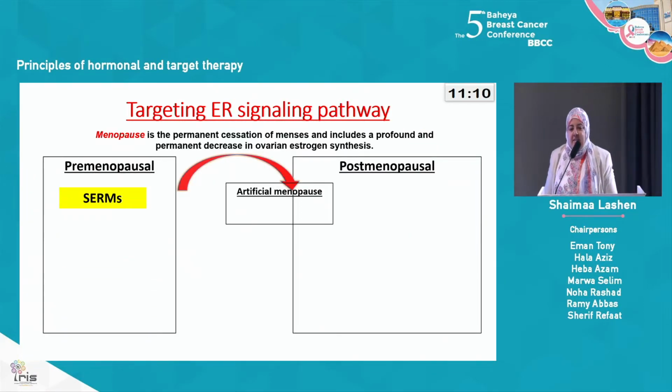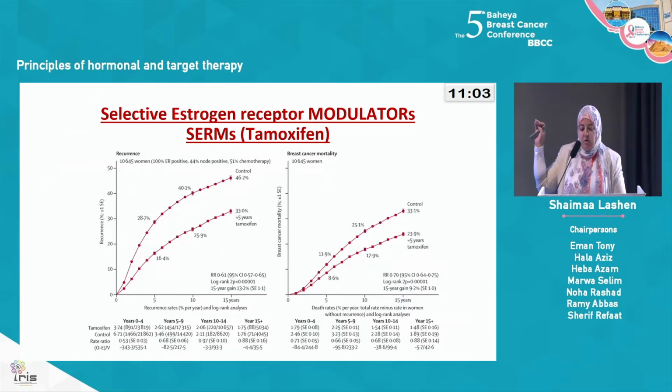طيب السيرم ينفع انا استخدمه في البريمونوبوزل؟ اكيد ينفع. ينفع استخدمه في البوست مونوبوزل؟ اكيد ينفع. it's a player all the way. عندنا evidence دي اوكسفورد ميتا اناليسيس. طبعا اللي خدوا تاموكسفين فيرسس ما خدوش، طبعا ده قديمه، بس فيرسس اللي ما خدوش لحد 5 years and later on الكيرفز بتبعد for recurrence and for mortality.